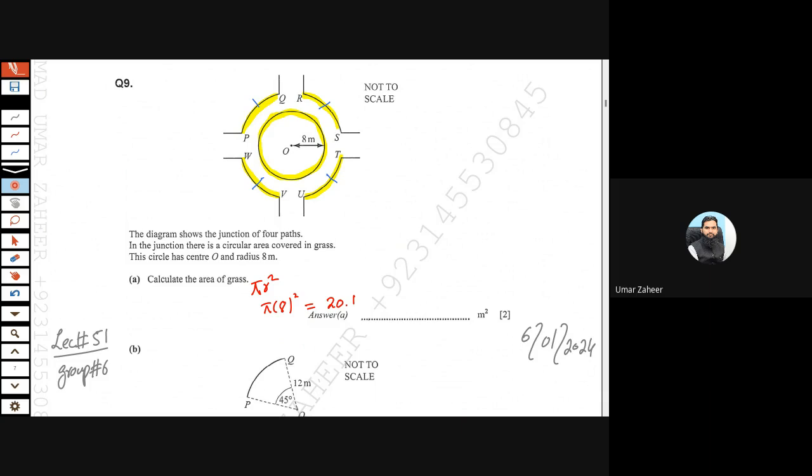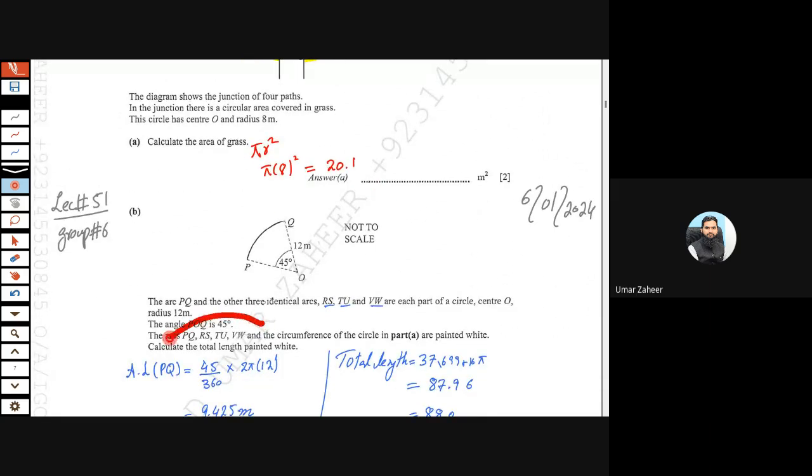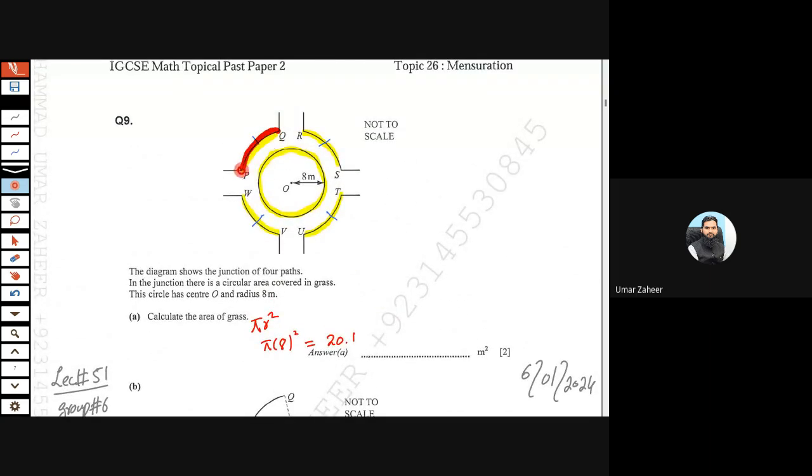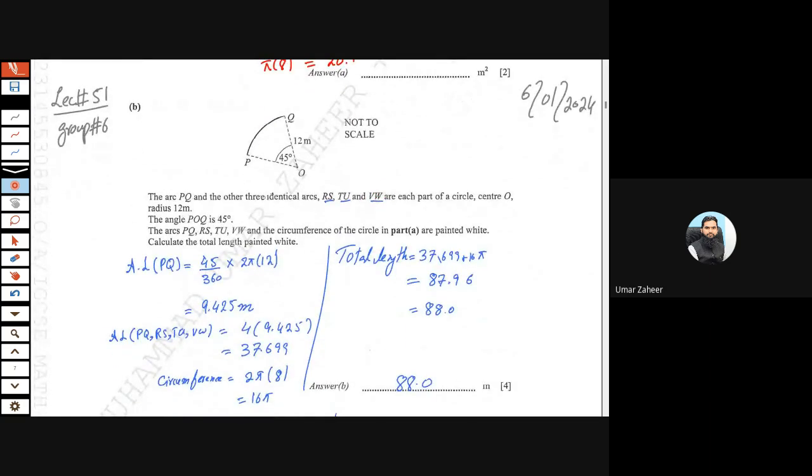In the second part, he says that you need to find the arc lengths PQ, RS, TU, and VW. He wants them painted white. In the same way, he wants the circumference painted white as well. So I'm just going to find the lengths of PQ, RS, TU, and VW, and this circumference. So we have to find PQ. First of all, we are going to get 9.425. We have four such arc lengths. So multiply by 4 and plus the circumference, and you are going to get the final answer.